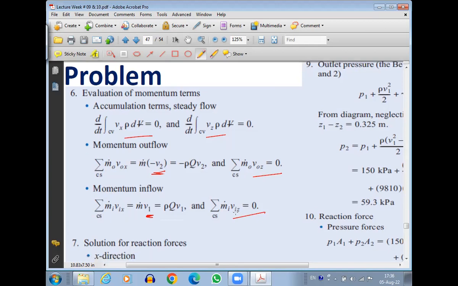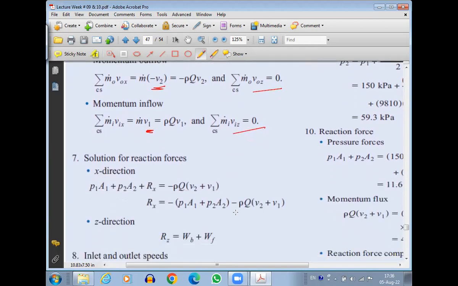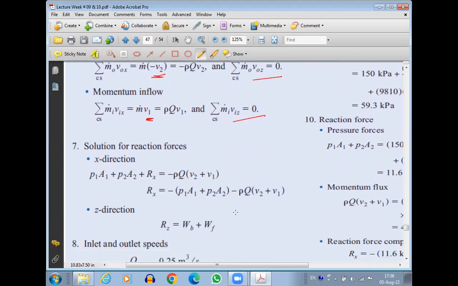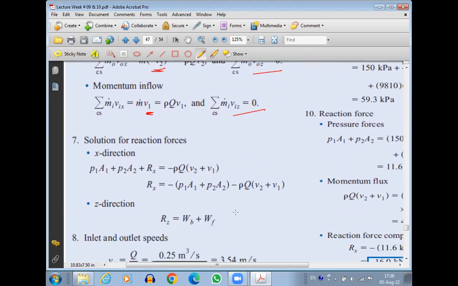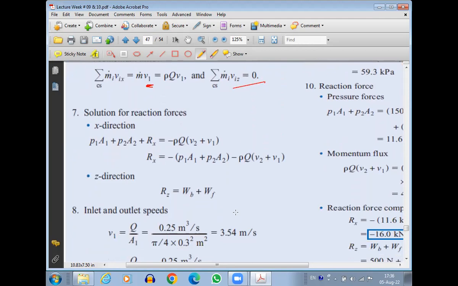Now, since we have all the momentum inflows, outflows, accumulation terms, and summation F terms, we can just add them together, or substitute them into the main momentum equation for the x direction and for the z direction. When we do it for the x direction, we get this equation, and when we do it for the z direction, we get this equation.